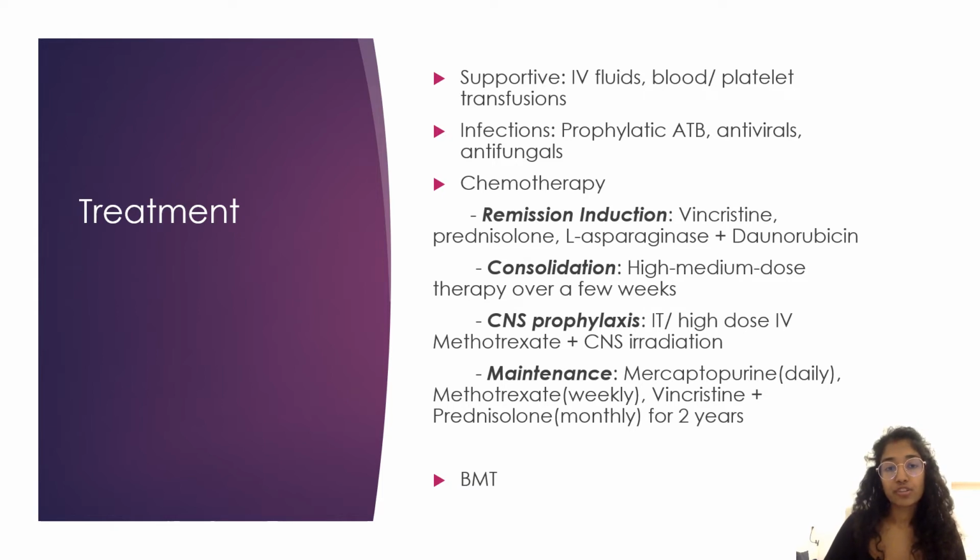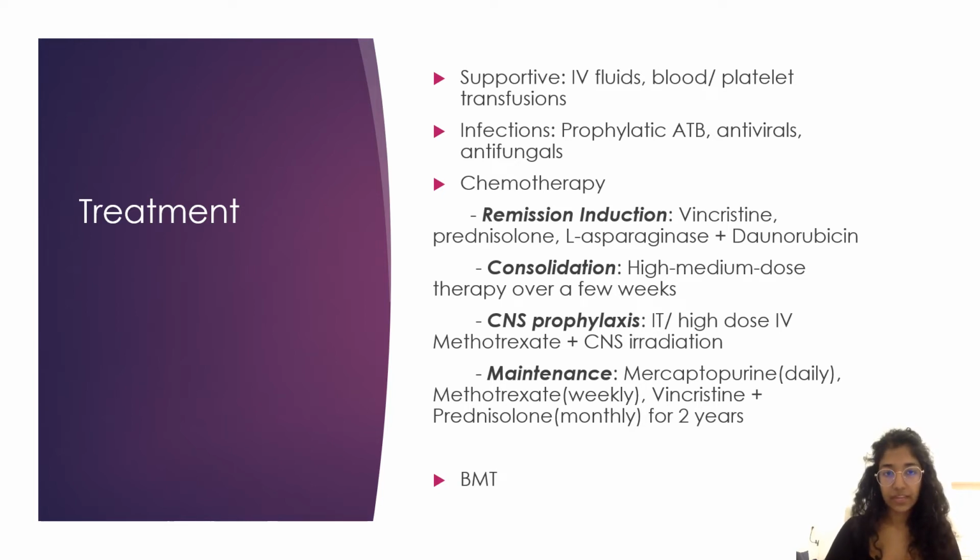You also have chemotherapy against the leukemia itself, which can be divided into 4 categories based on the function that they actually produce in the patient's blood. So you have the induction of remission, which is done by vincristine, prednisolone, as well as L-asparaginase, which is given in combination with daunorubicin. You also have consolidation, where you have the use of high and medium dose therapy over a few weeks.